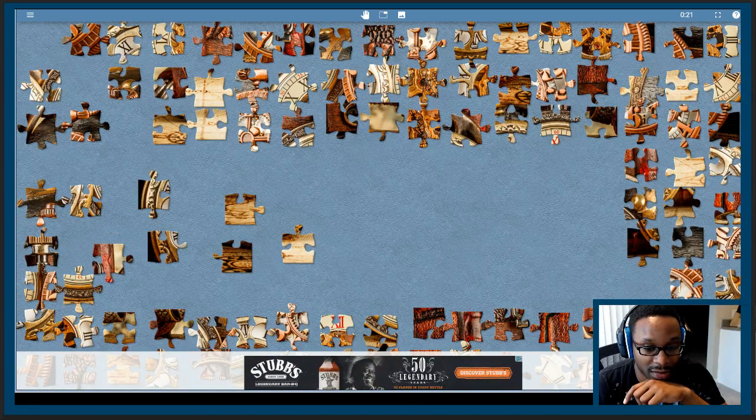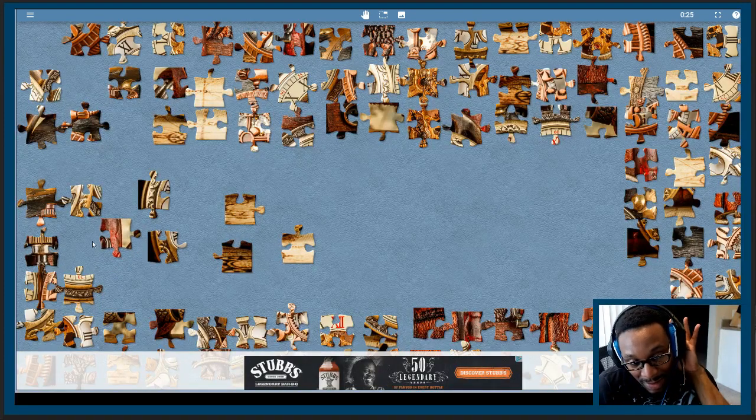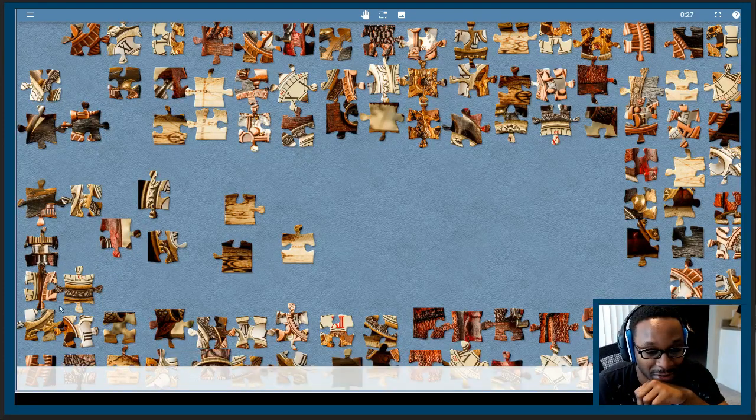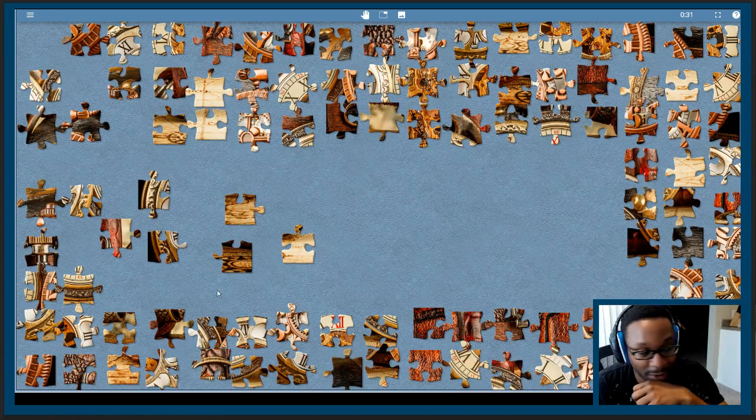Can I rotate these? Wow, if you can't rotate them, then the number of possible combinations drops significantly. Get out of here, you advertisement.